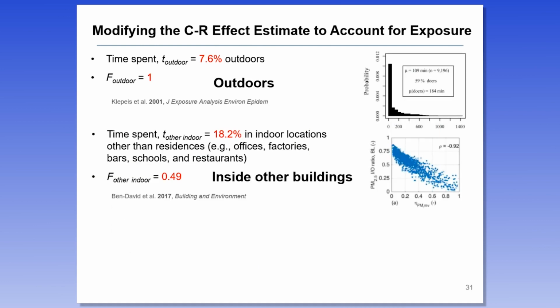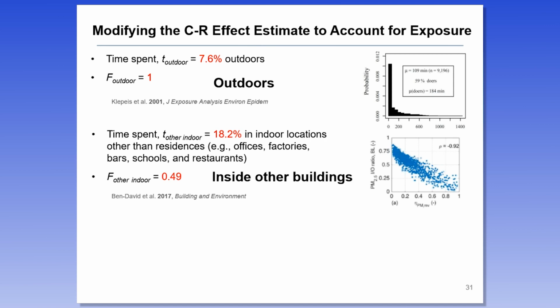And the next step was for outdoor exposures. Again, Leaderer et al. 2001 reported a distribution for the time that you spend outdoors, and on average, this number was about 7.6%, and the infiltration factor was obviously 1 for PM2.5.